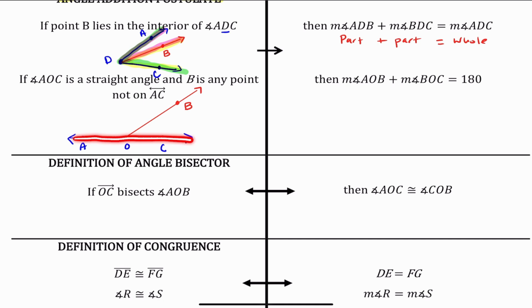So you have a straight angle, and this picture resembles a linear pair. So from me drawing this picture, if angle AOC is a straight angle and B is any point not on line AC, what's the result of that? Well, the measure of angle AOB plus the measure of angle BOC is equal to 180 degrees.